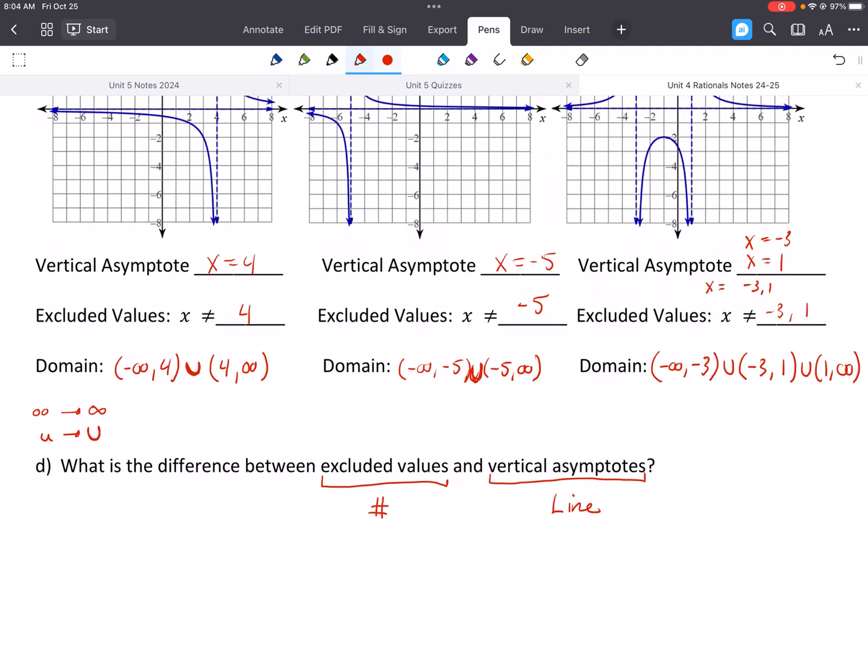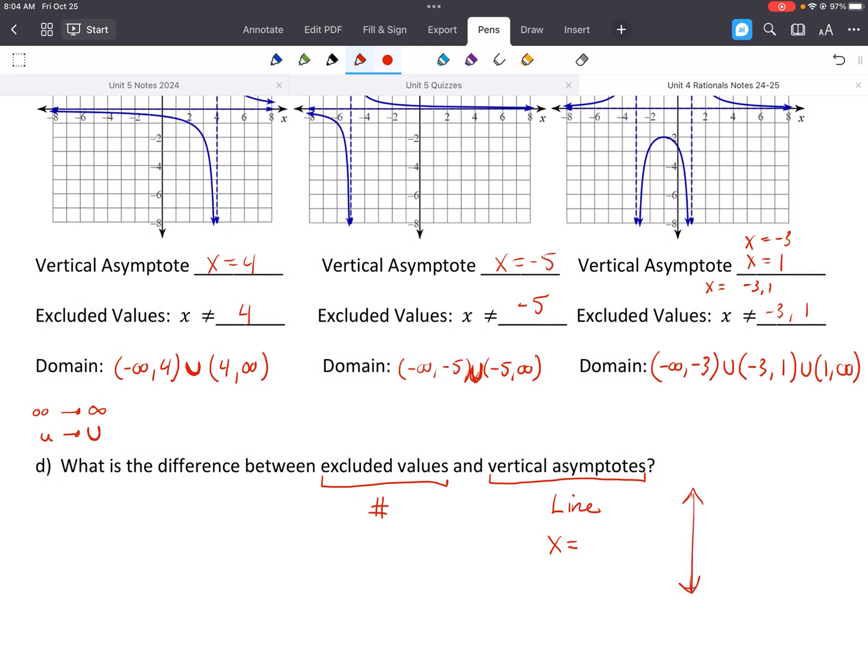All right, so what's the difference between an excluded value and a vertical asymptote? The main takeaway is that an excluded value is a number. It's just a number that makes the equation not work. It's undefined. But a vertical asymptote, we use the excluded values to tell us what the vertical asymptote is, but the vertical asymptote is a vertical line. So it's always x equals something. You could graph it. It's always something like this.